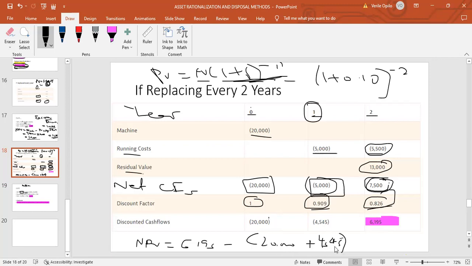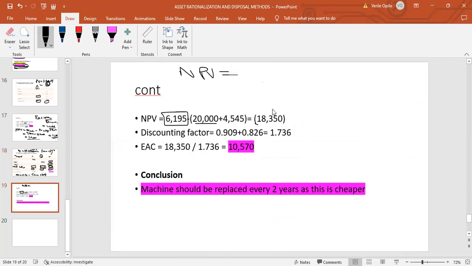So we add the negatives that we need to subtract. We'll have 24,545. We deduct this from 61.95. That one should give us a total of negative 18,350. So this negative 18,350, we use it as our NPV. So we come here and say our NPV is 18,350.